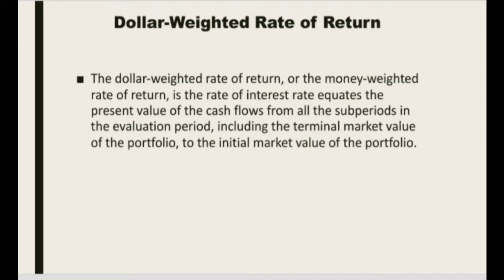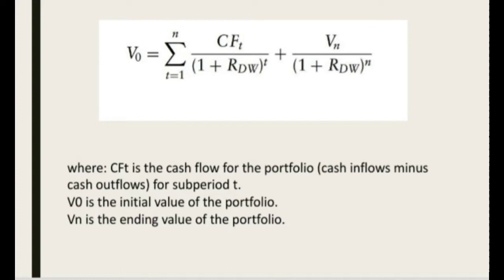Notice that it is not necessary to know the market value of the portfolio for each sub-period to determine the dollar-weighted rate of return. The dollar-weighted return RDW solves the following. V0 equals summation from t equals 1 to N of CFt over (1 plus RDW) to the power of t, plus VN over (1 plus RDW) to the power of N, where CFt is the cash flow for the portfolio, cash inflows minus cash outflows, for sub-period t. V0 is the initial value of the portfolio, VN is the ending value of the portfolio.